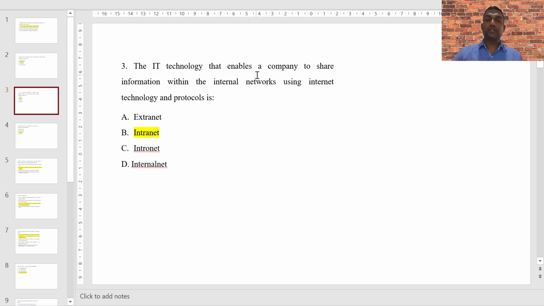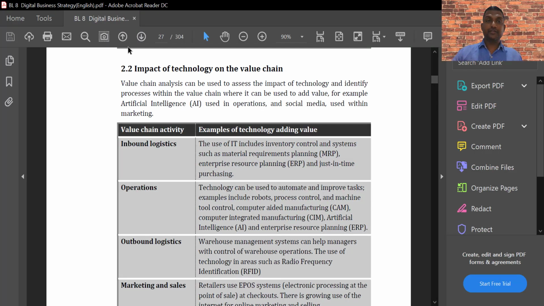So if we again look at the question clearly, it says what is the IT technology or the type of network that enables a company to share information within the internal networks, right? So this information sharing and working happens within the internal network, not with anyone outside the network. Then it's really clear. Let's go and see how it is explained here.